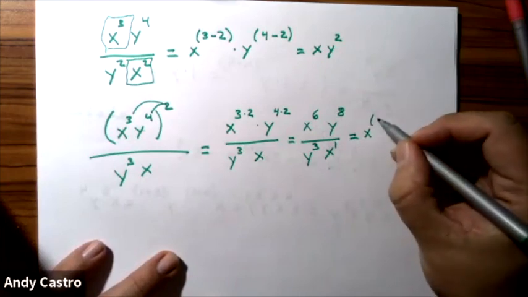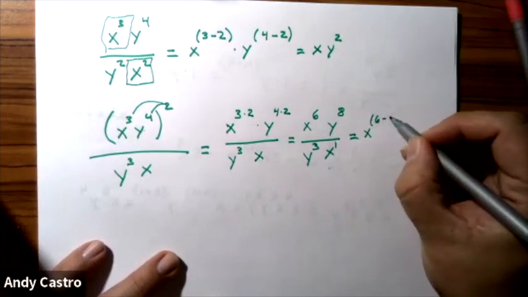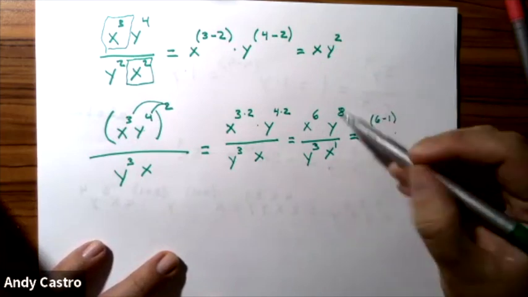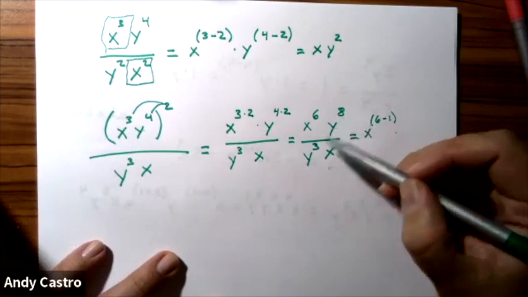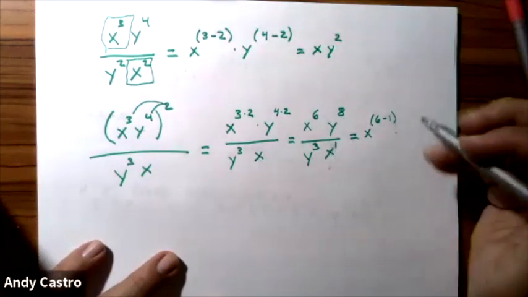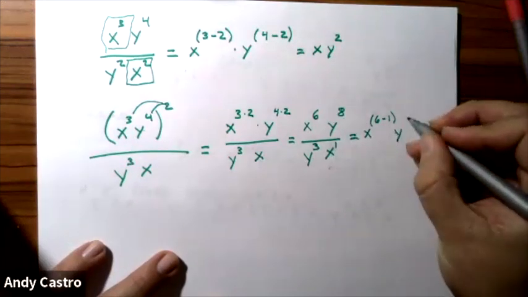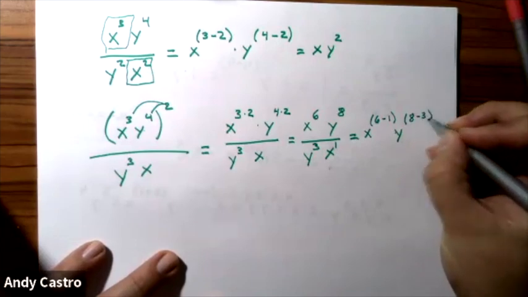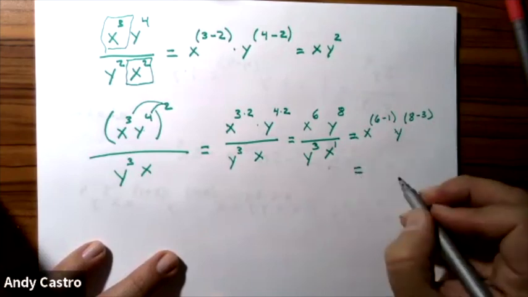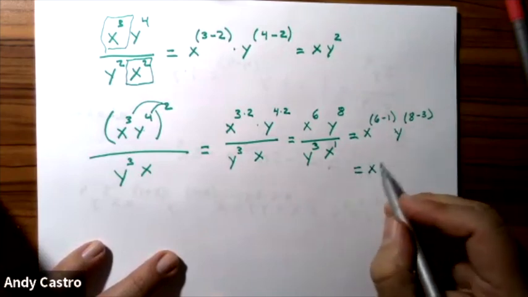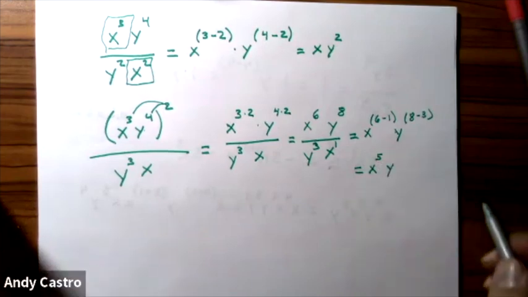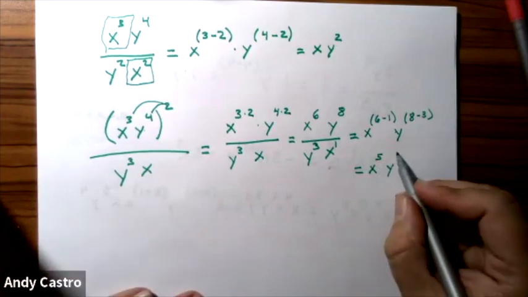This is going to be x to the 6 minus 1 times, I have y to the 8th over y to the 3rd. So that's going to be y to the 8 minus 3. So that leaves me with x to the 5th power times y to the 5th power.